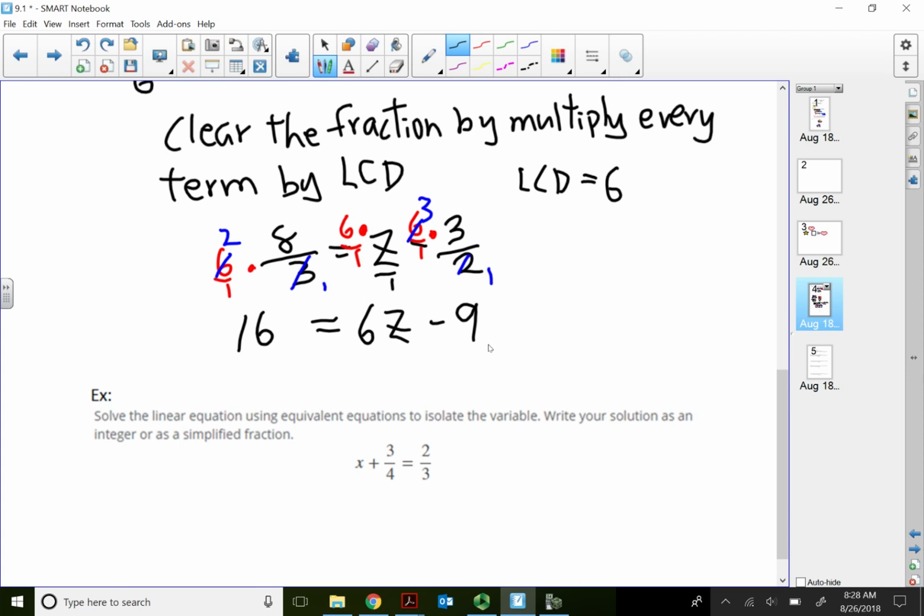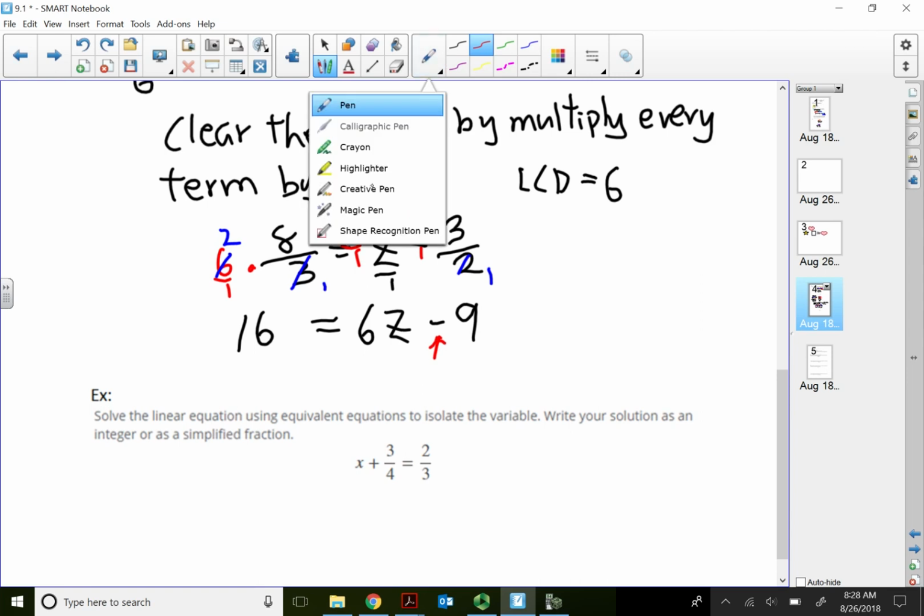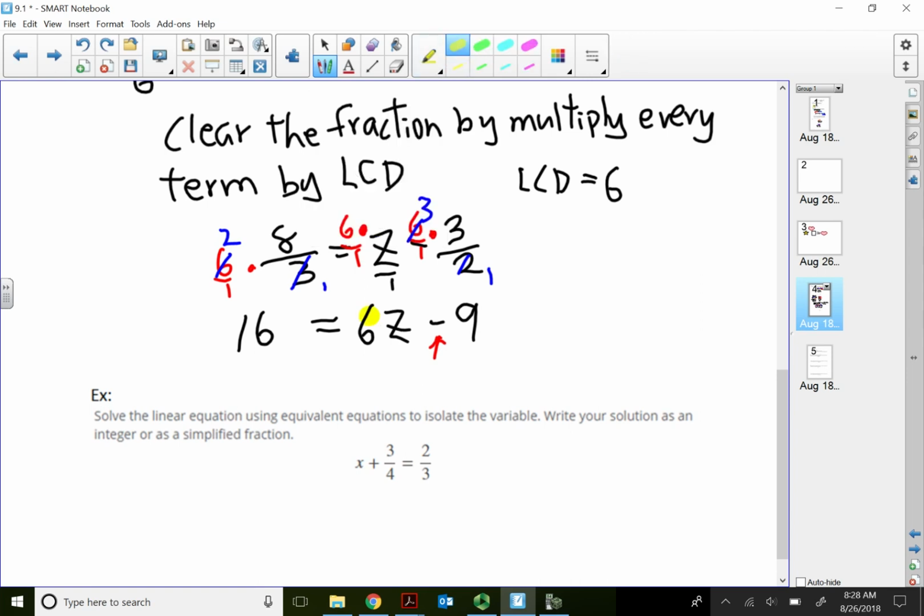So now the right side still has 2 terms. My variable term is 6z. And there are no like terms to combine on the right side. So I'm going to move my negative 9 to the left side. Pick it up, move it over here to the left side. So now I should have 6z on the right, 16 still on the left side, and negative 9 comes over and becomes a positive.